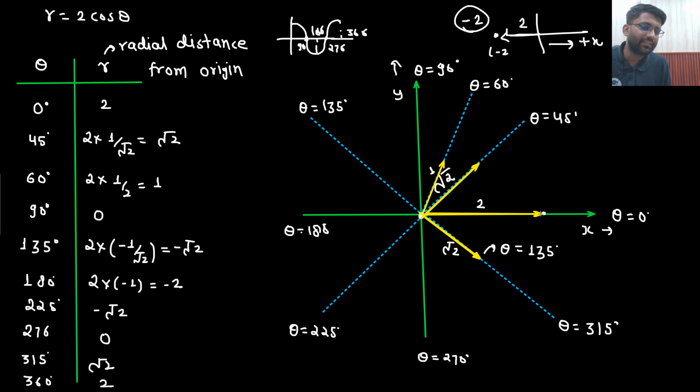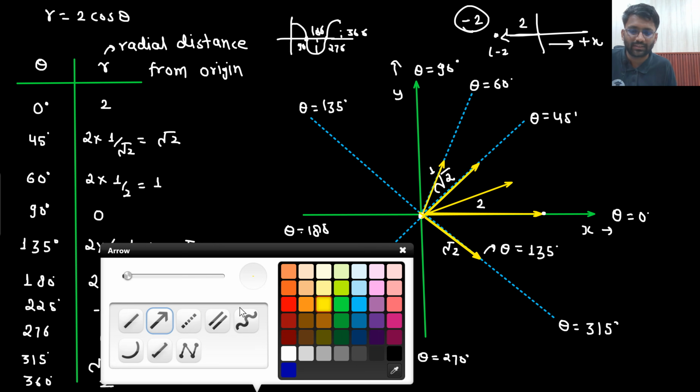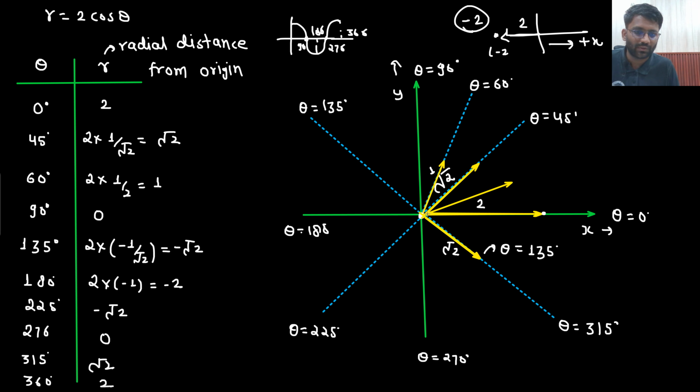Then after 360 degree as well, you can take more values of theta. That would be 360 plus 45. Then again you keep on going. Basically, your vectors will keep on coming in this manner. Here there will be some vector like this. Let's just say this was theta equals to 30 degree.